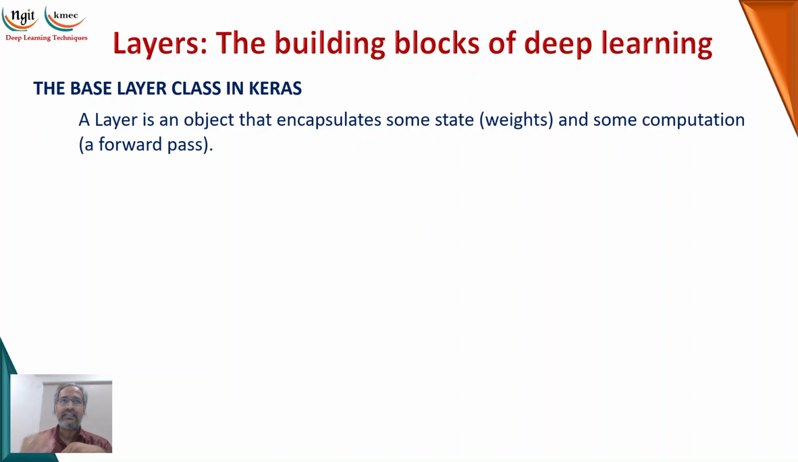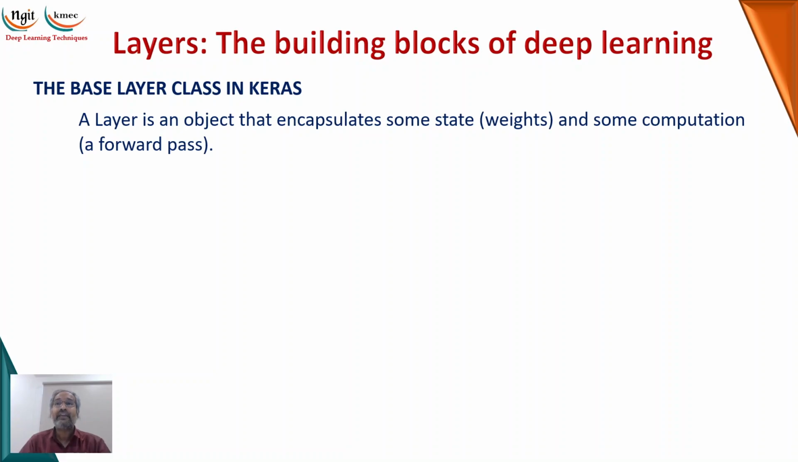And now what we are discussing is the layer. What is the layer? The layer is an object in Keras that encapsulates some state, that is the weights, and also some computation, that is the forward pass. What it has to compute will be handled by this. So you can say that the layer object consists of several things: attributes and methods. Attributes are the weights here, and the method is the forward pass, that is the call.